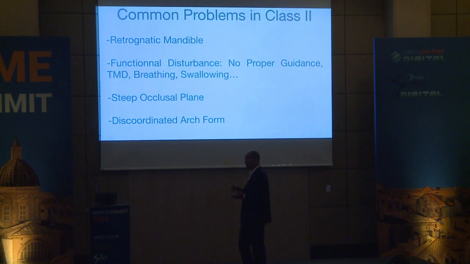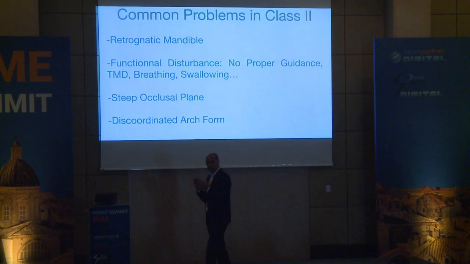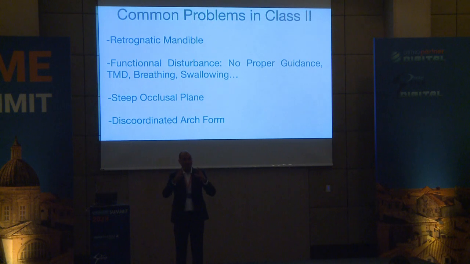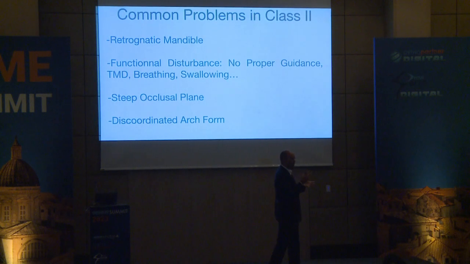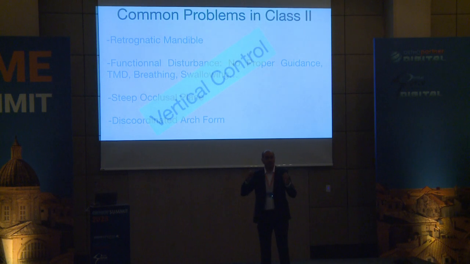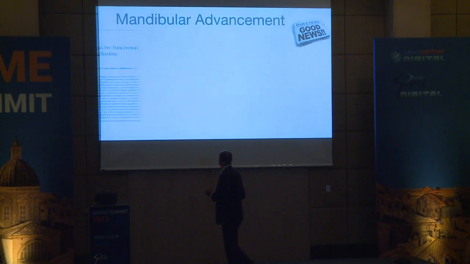The steep occlusal plane, this is what happens in a hyperdivergent patient. And finally, discoordinated arch form. It means that very often what we get in a class 2 is a problem of upper arch enlargement and a V-shaped upper arch, and this will lock the mandible in a retrognathic position. And keep it in mind please, we're going to speak about the vertical dimension. This is the key of our approach today.